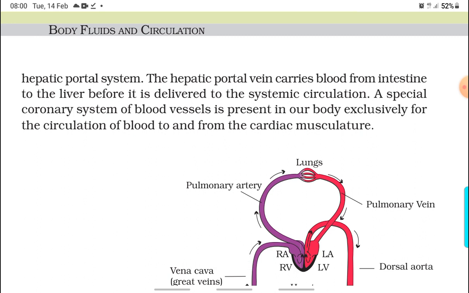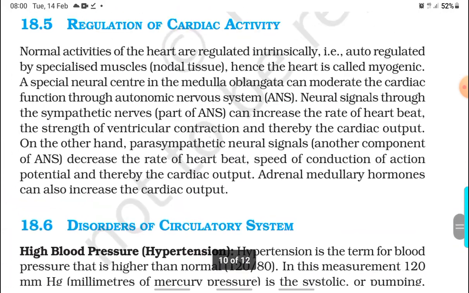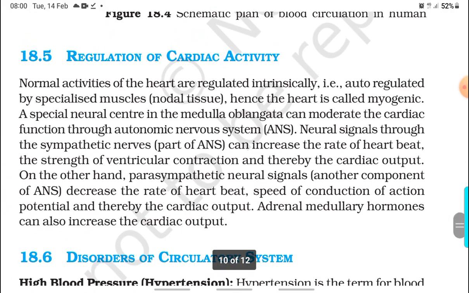A special coronary system of blood vessels is present in our body exclusively for the circulation of blood to and from the cardiac musculature. Regulation of cardiac activity. Normal activities of the heart are regulated intrinsically, that is, auto-regulated by specialized muscles, nodal tissue. Hence, the heart is called myogenic.